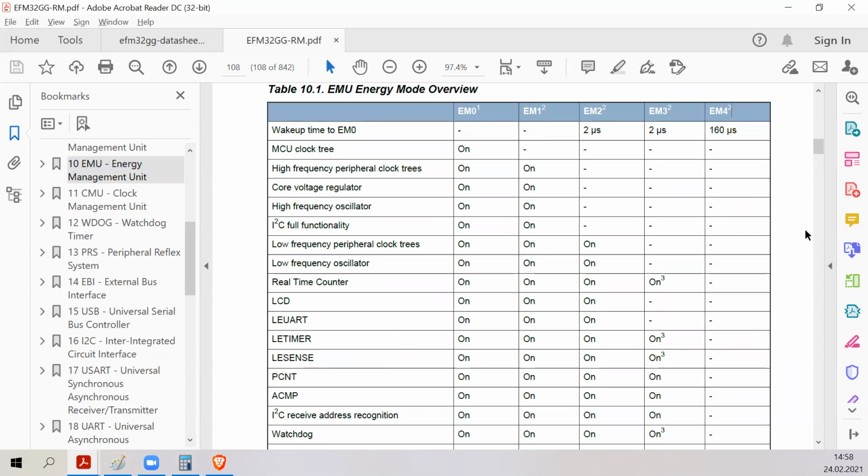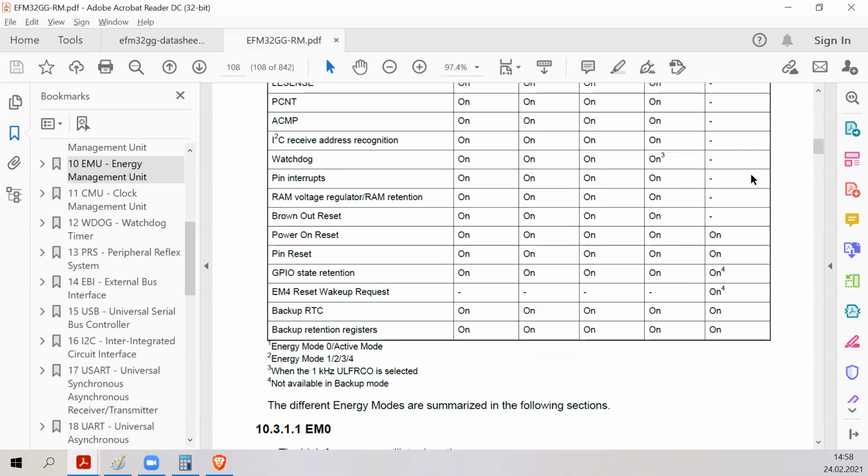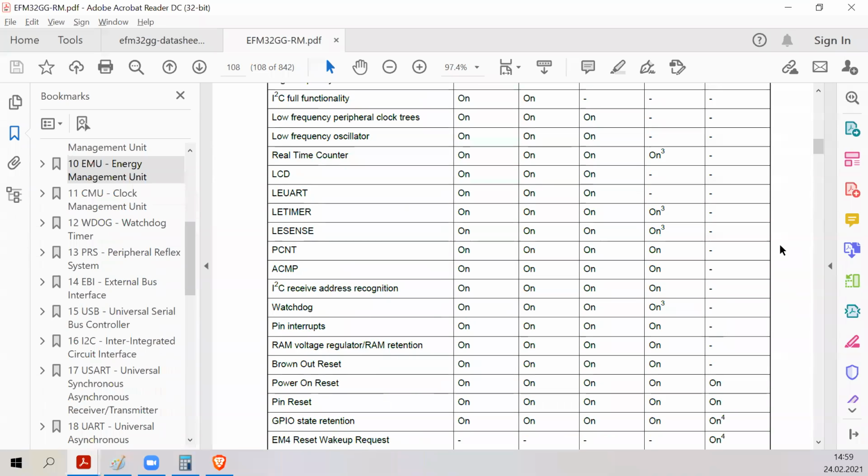Energy mode 4 means that all clocks are stopped, and basically nothing can wake the microcontroller up, except if you cycle its power or you press the reset pin low on the microcontroller. And there are also a couple of pins that can also be used to wake up the microcontroller. But basically, energy mode 4 is used like complete shutdown.